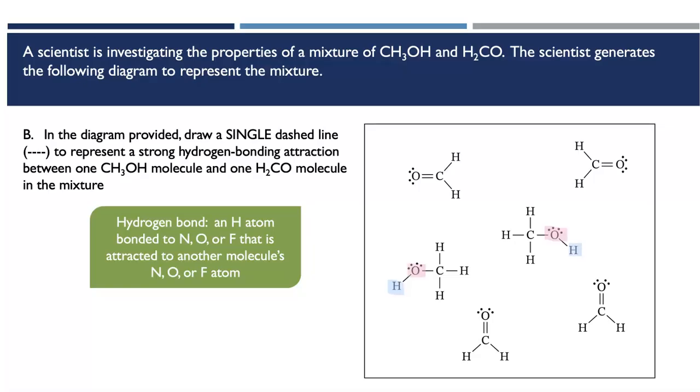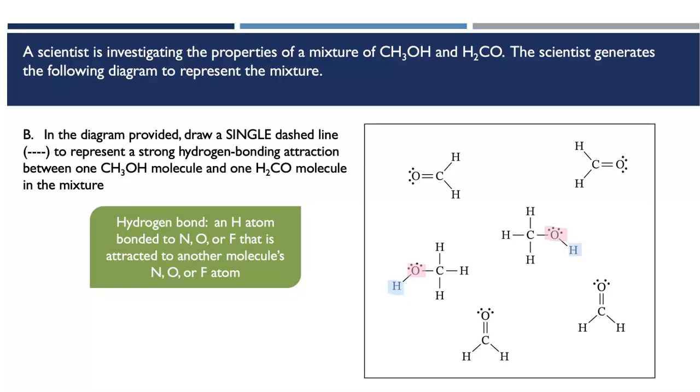So let's start by identifying the hydrogen atoms in the molecules in the drawing that could participate in hydrogen bonding. We need a hydrogen atom bonded to N, O, or F. So the hydrogen atoms that I highlighted here in blue meet that requirement. They're both attached to oxygen. So we've got this really polar hydrogen-oxygen bond. And that hydrogen has a partial positive charge. It's looking for more electron density. It needs to be attracted to another molecule's N, O, or F atom.